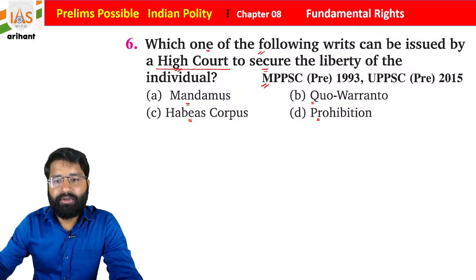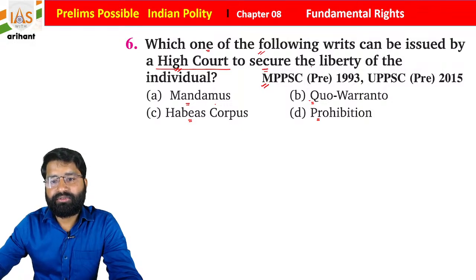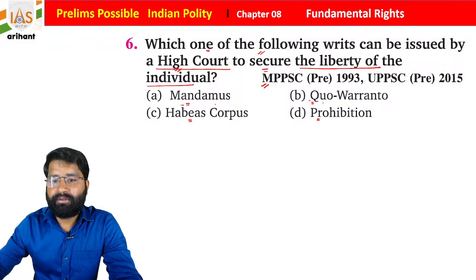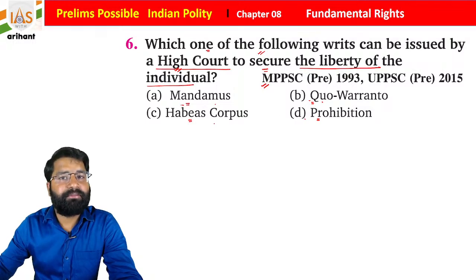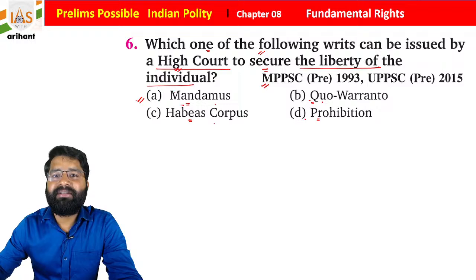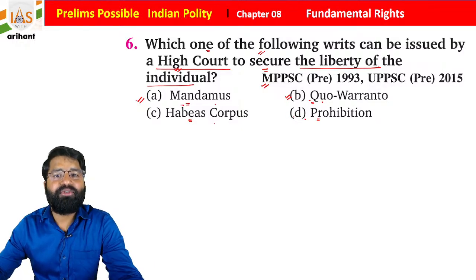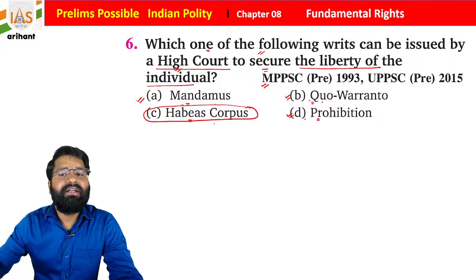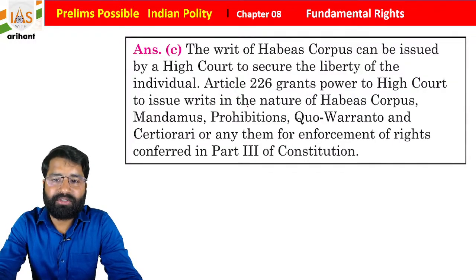Okay, so mandamus secures the liberty of the individual. The writs are mandamus, quo warranto, habeas corpus and prohibition. Mandamus is basically for what? If some official is misusing his post. And quo warranto is for what? If someone acquired a post by producing a fake document. Prohibition is for the court. So what you find, students, habeas corpus is connected with the liberty of the individual, students.